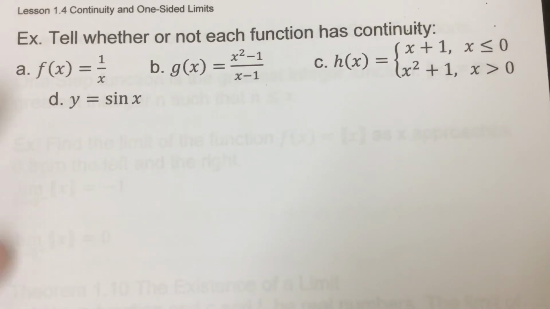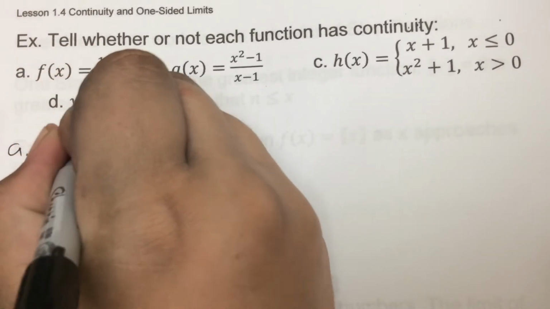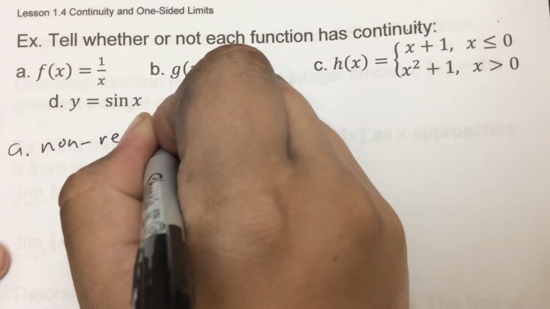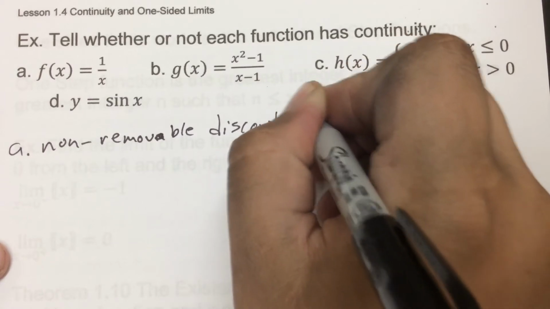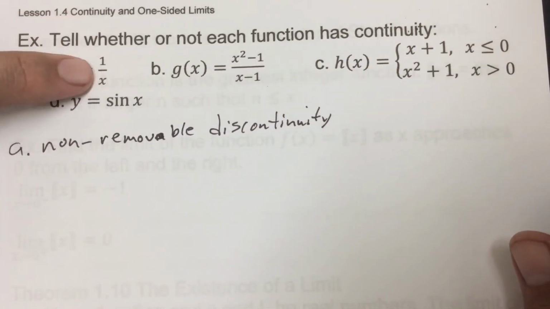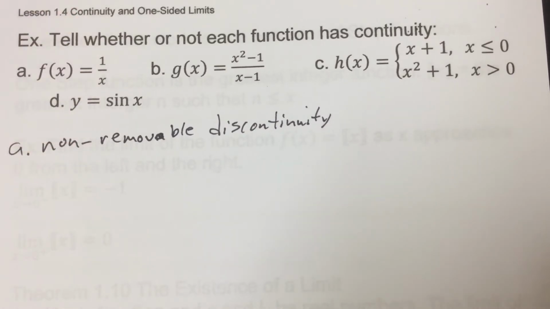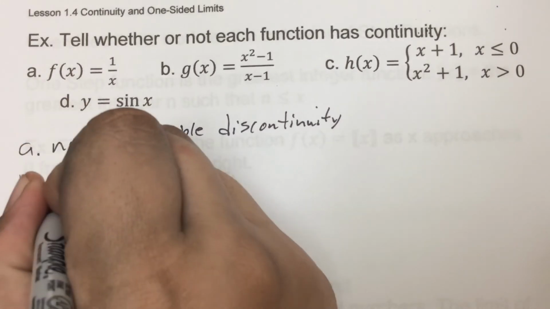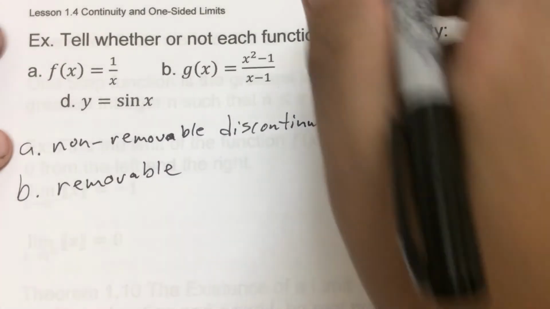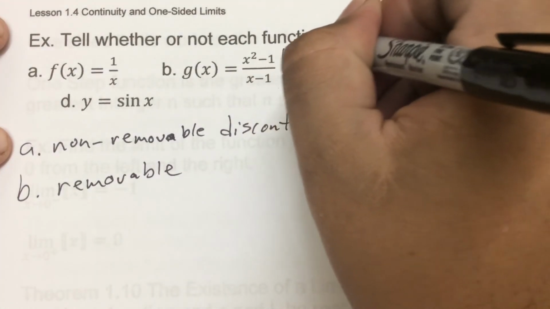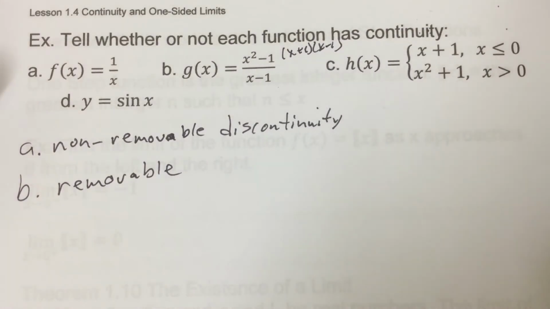So the first one, A, is going to be non-removable. It's 1 over x. We can't have 0 because that'll cause an issue. So there's discontinuity at 0. And there's nothing on top that we can cancel with the bottom, so that's it. Second one, B, will be removable, because this top would factor out to be (x + 1)(x - 1), and so we'd be able to cancel with the bottom, which causes our issue. And so we'd be able to get rid of that discontinuity with B.